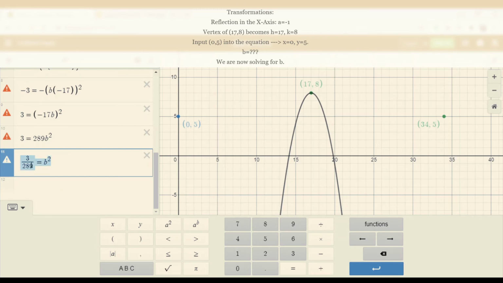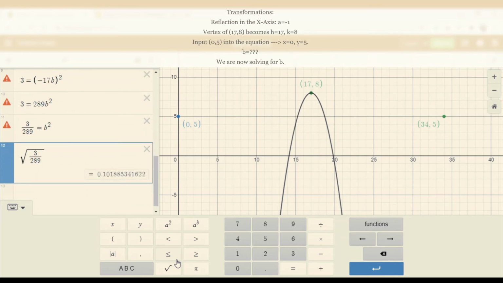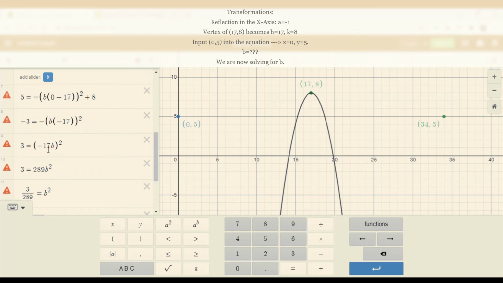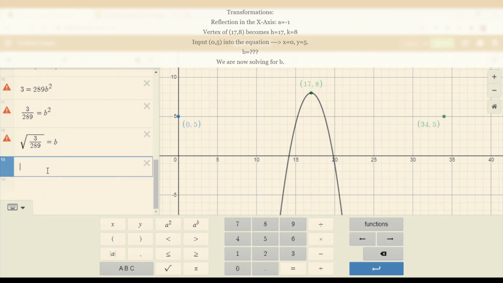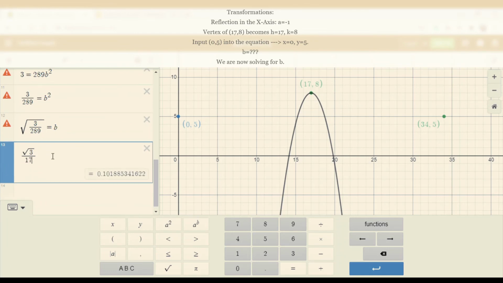You still have a squared here. So for our final step, you're going to square root 3 over 289. Going to make it equal to b. And as we determined earlier, the square root of 289 is 17, because 17 squared gave us 289. So at the end of the day, our simplified b value could actually just be written as the square root of 3 over 17.